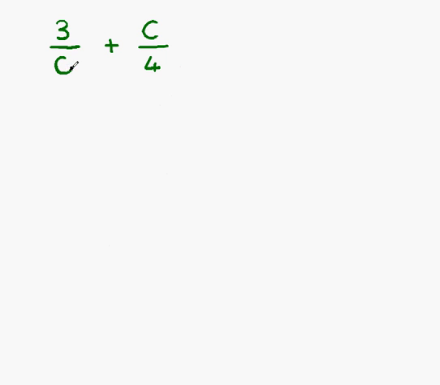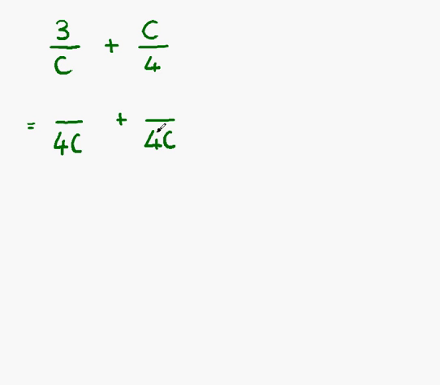This is example 3. We have 3 over c plus c over 4. In order to add these together, we need to get a common denominator on the bottom, and to do that we can just multiply the two denominators together. So c times 4 is 4c. So our new denominator on each fraction is 4c.